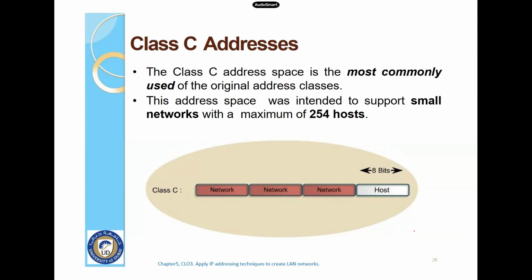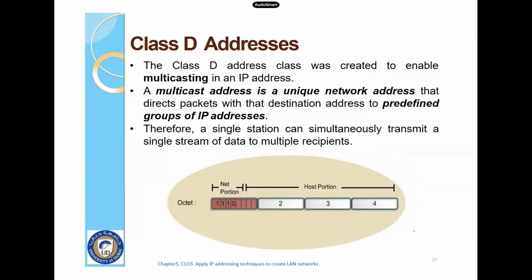So we talked about classes A, B, C. Now we're going to talk about class D, which is reserved for multicasting. The class D address was created to enable multicasting for an IP address. It's a unique network that directs packets with a destination address to predefined groups of IP addresses. So a single station can simultaneously transmit a single stream of data to multiple recipients. The range here is 224 to 239 in the first octet.